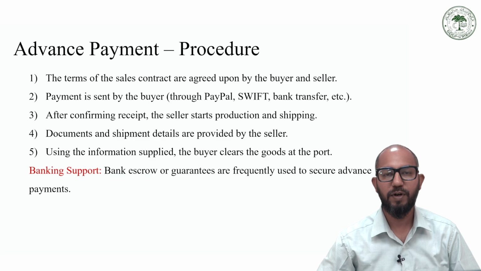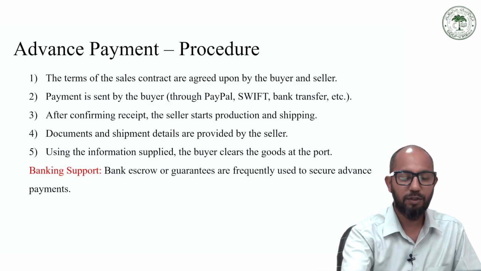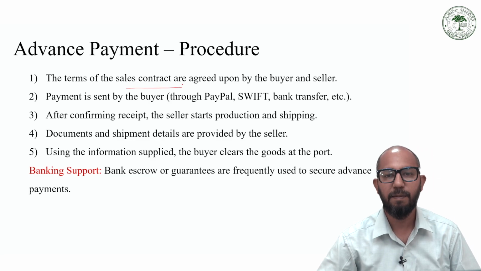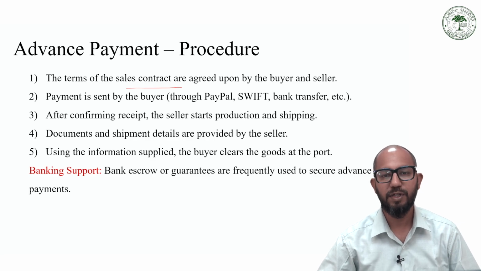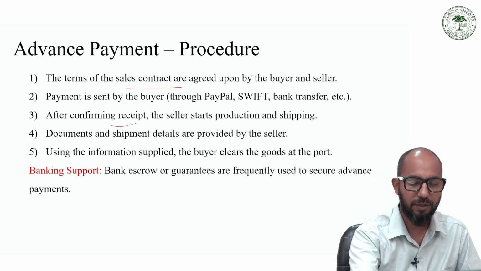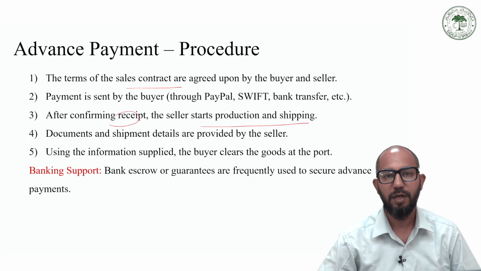What is the procedure of advance payment? First of all, terms of sales contract are agreed upon between the parties, that is buyer and seller. Without this, advance payment cannot happen. Then secondly, the payment is sent by the buyer, that is the importer, through a mechanism such as PayPal, SWIFT or bank transfer. After confirming the receipt, the seller starts production and shipping. In certain cases, the production has already been completed, so the shipping will start. It depends on the contract between exporter and importer.